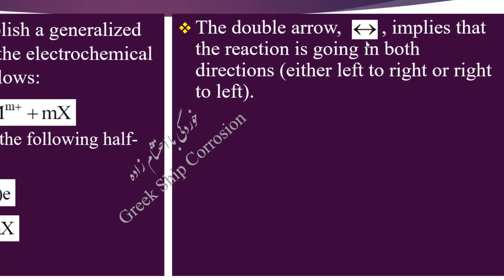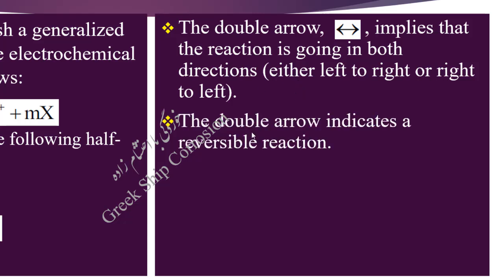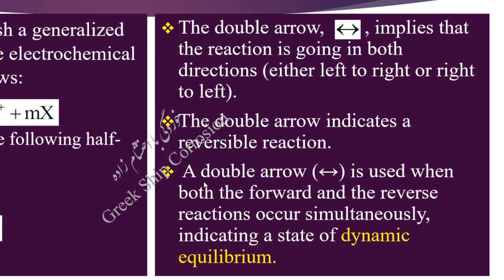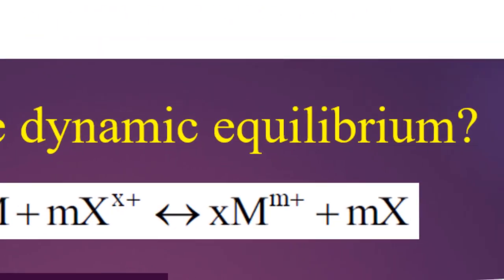The double arrow implies that the reaction is going in both directions, either left to right or right to left. The double arrow indicates a reversible reaction. A double arrow is used when both the forward and the reverse reactions occur simultaneously, indicating a state of dynamic equilibrium. What is dynamic equilibrium?